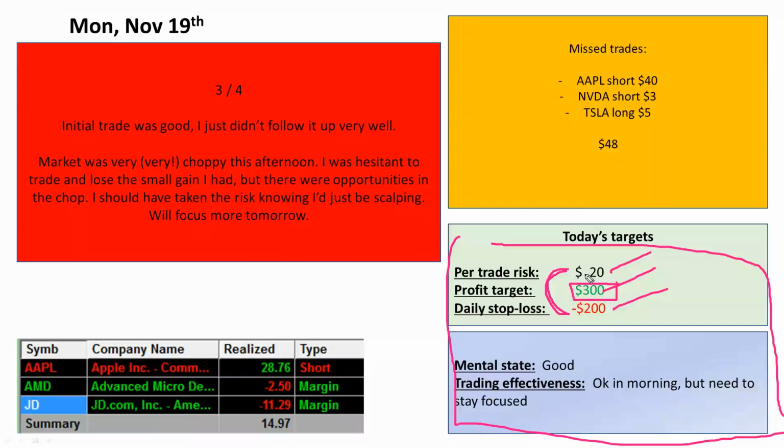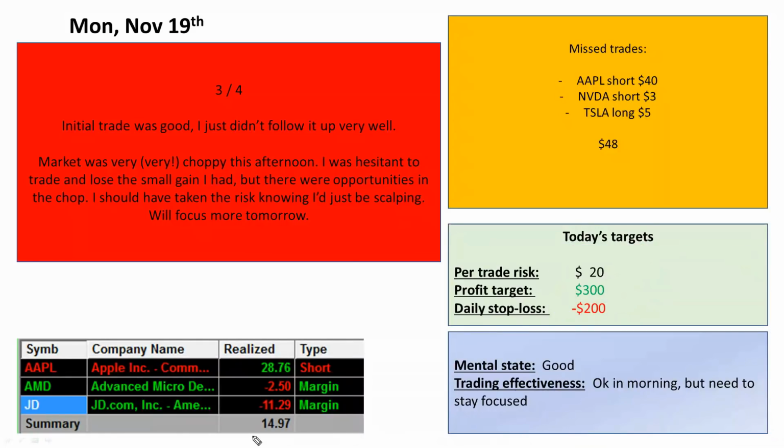So how am I feeling, right? What are today's targets? So I decided I was going to take a $20 risk per trade, a daily stop loss of $200, and I had a $300 target. This is the least important number here, and I don't really follow it. I just trade until I don't feel like trading anymore. And this is in PowerPoint that I'm looking at.